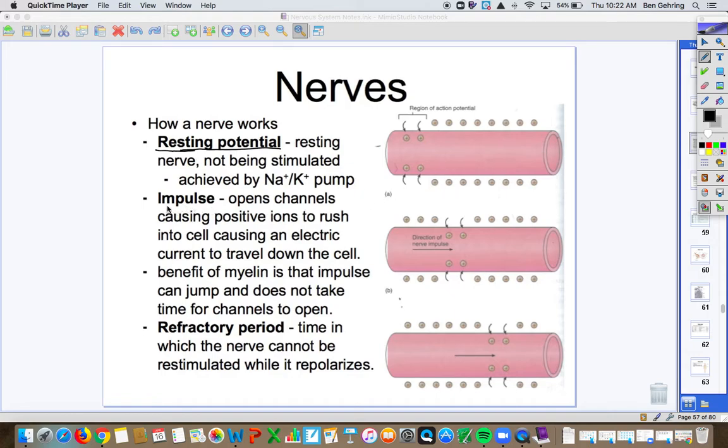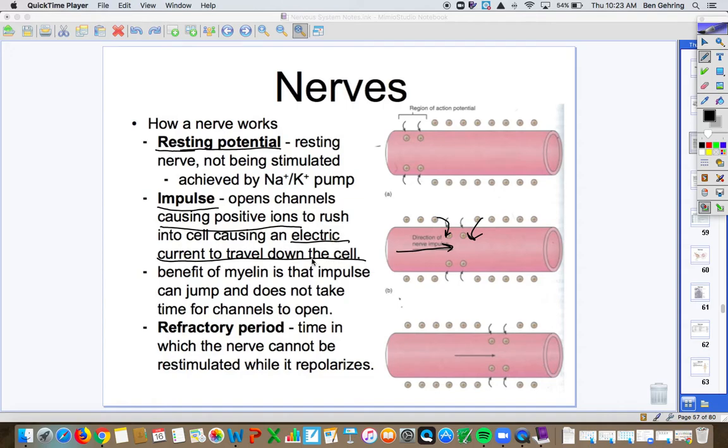The impulse. This impulse is when you get the signal from the dendrites, which receive your action potential, which sends it to the body, and when your message travels down the axon, these channels will open up and cause positive ions to rush into the cell, causing an electric current. So the nerve impulse is going this way, these positive ions are coming into the cell, these sodiums are coming in because they are diffusing in. There's not many on the inside, there's a bunch on the outside, so they diffuse in, and this allows your electric current to travel down the cell.